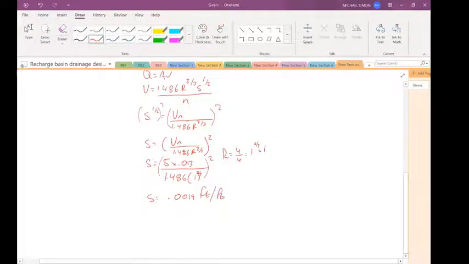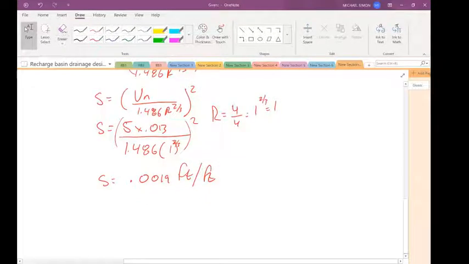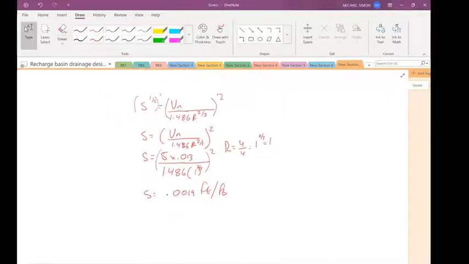We're always going to be working in feet per foot. It's not very often you'll see percent. If it is, I will call it out, and I'll make sure you notice that there's a percent sign on there. So we also have to find what our Q is.